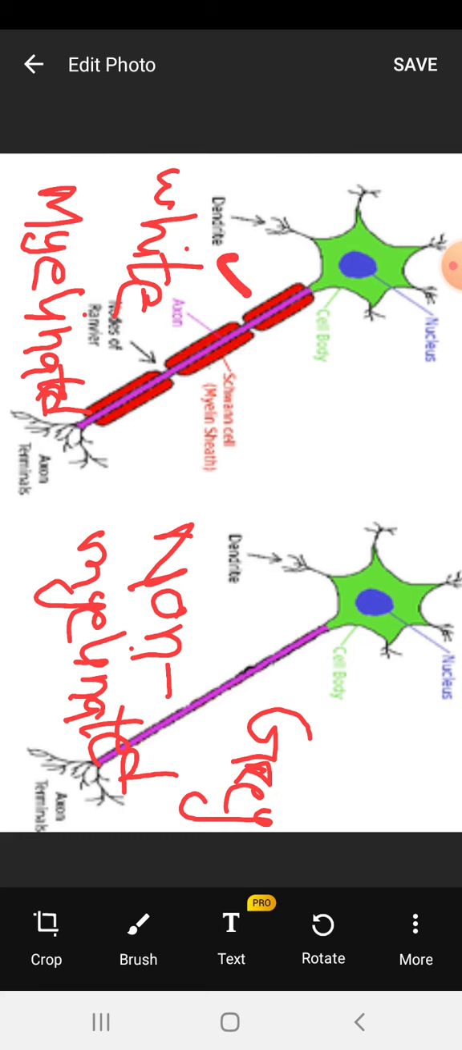So this is all about the differences between the myelinated and the non-myelinated, or the medullated or non-medullated, or the white nerve fiber or the gray nerve fiber.